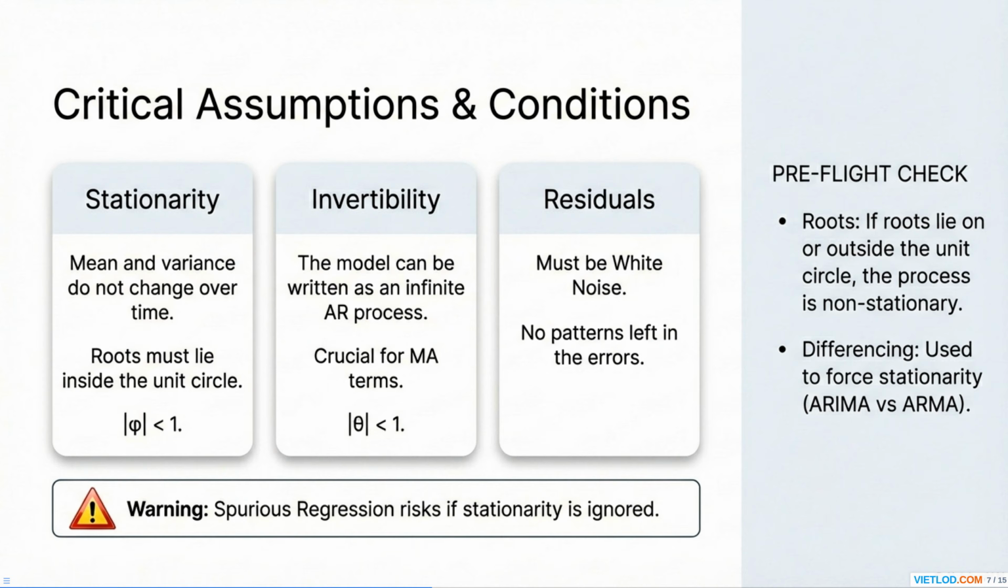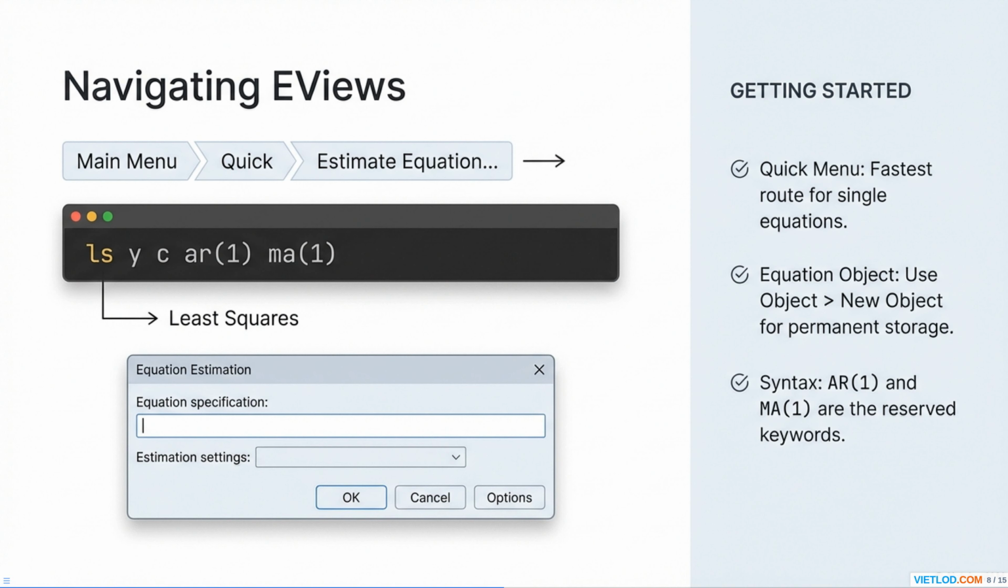Remember, if a process's roots lie on or outside the unit circle, it is non-stationary, and we must apply differencing to force stationarity, which is the I in ARIMA modeling. Adhering to these conditions ensures a robust and interpretable time series model.